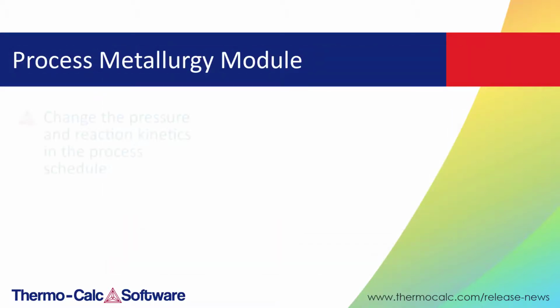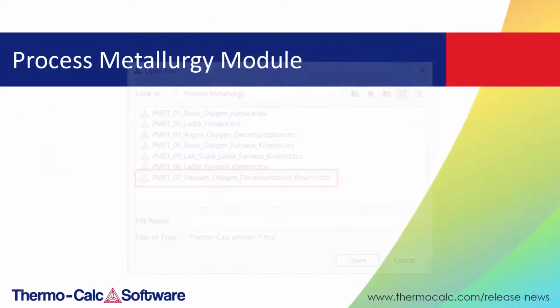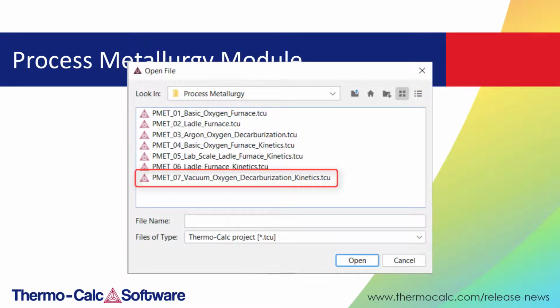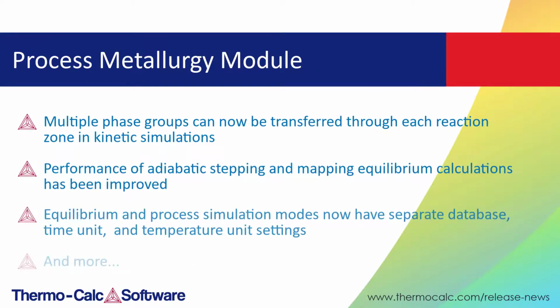The Process Metallurgy module for steel and slag now allows users to change the pressure and reaction kinetics in the process schedule, valuable features for vacuum degassing processes. A new example, PMET07, vacuum oxygen decarburization kinetics, demonstrates these new features. A companion PDF is also available, which discusses the example in detail. The Process Metallurgy module includes several other updates, which you can read about in the Release News section of our website.